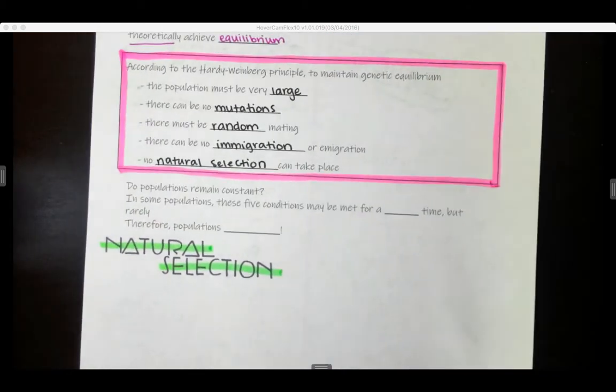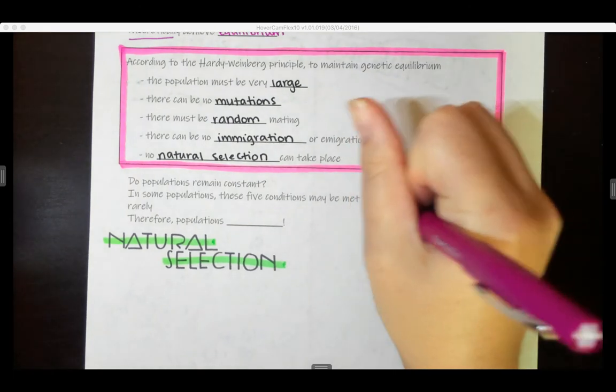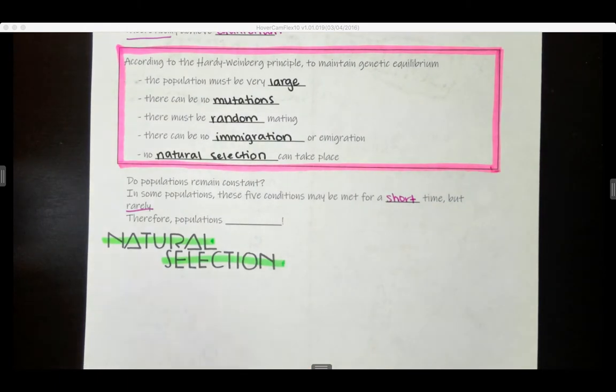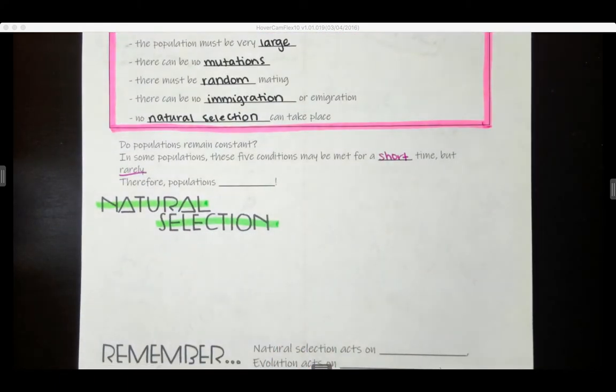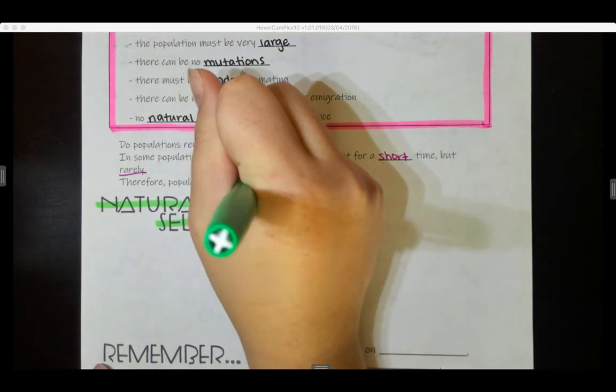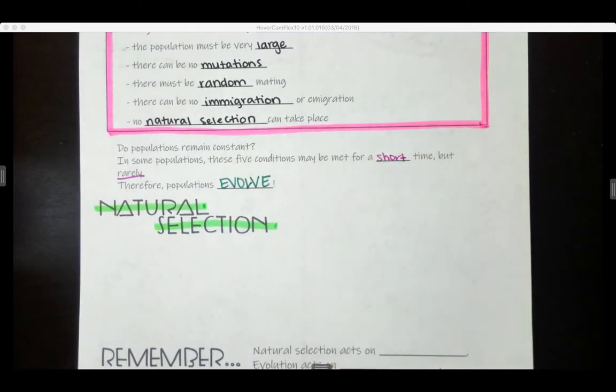So, can populations remain constant? Is this possible? Do populations remain constant? Can you achieve genetic equilibrium? In some populations, these 5 conditions may be met for a short time, but very rarely does this happen. Therefore, populations evolve. Did I spell that right? Yes, evolve. Weird looking L, but you get the point. Populations evolve.